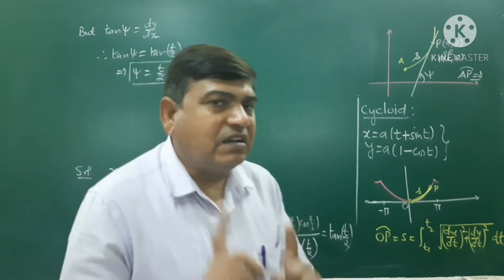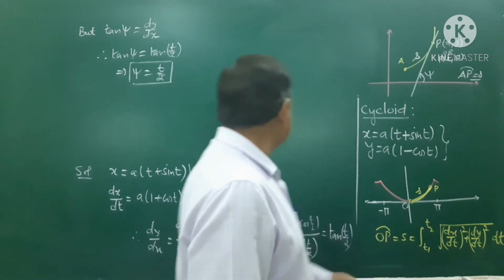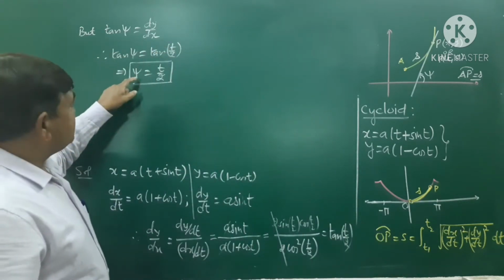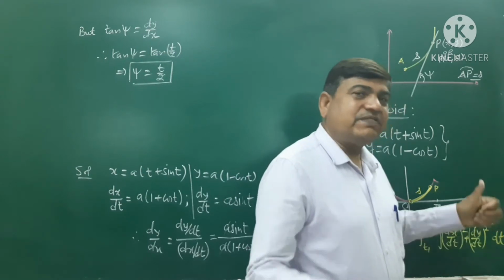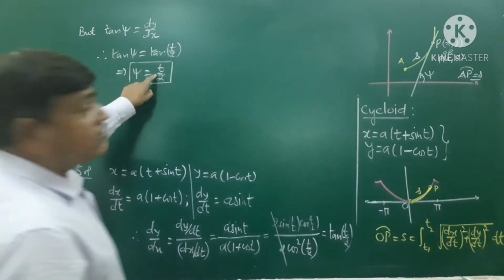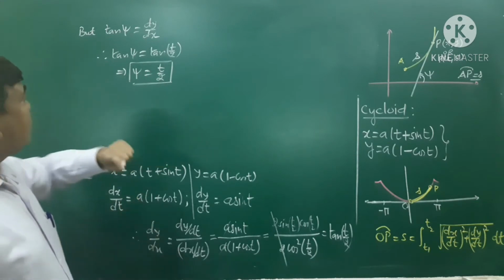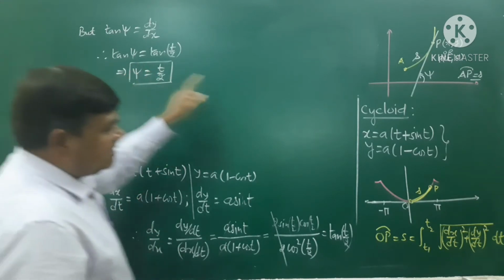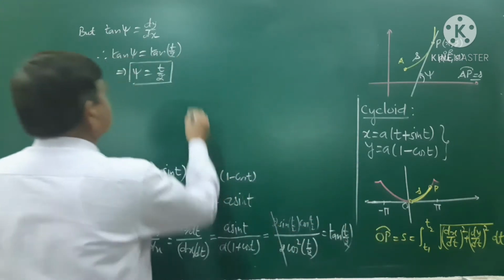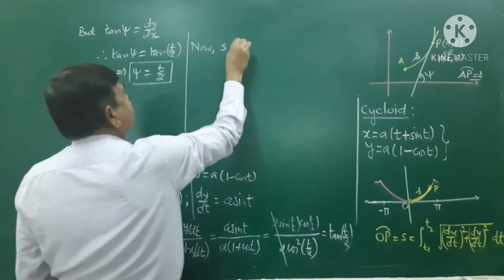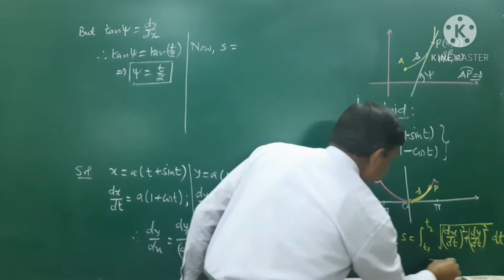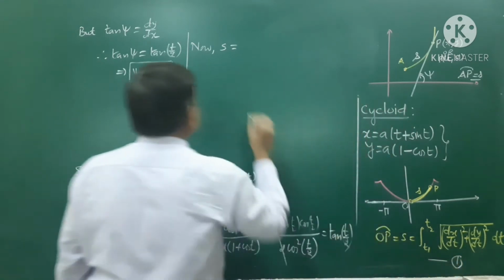We have to find the relation in s and psi. So this is a function of t. When we calculate it, it is a function of t, and this is also a function of t. So we can eliminate t and we can find the relation in psi and s. Okay, so now s equals to, this is like equation number 1.